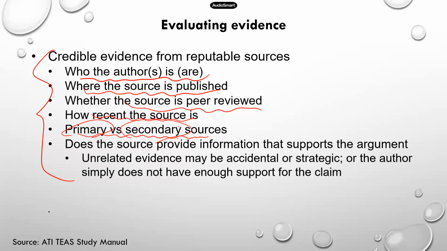Now, the study manual does mention that sometimes people may provide irrelevant evidence. That could be accidental, right? If the author is not a very good writer, but that could be strategic too. Maybe the author just doesn't have a lot of evidence, right? So using unrelated evidence is just a strategy to kind of distract the readers and make the readers think, okay, oh, there's still evidence for the support, but in reality, there's not.